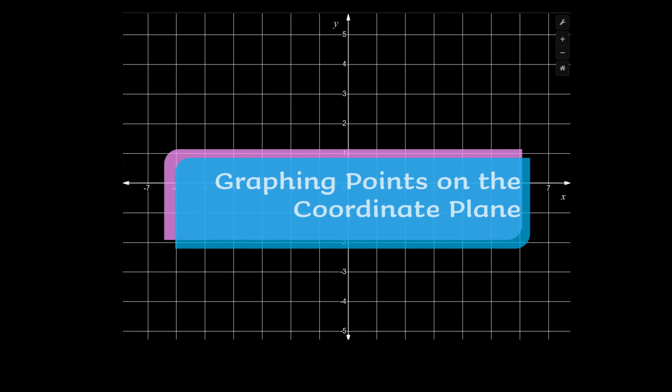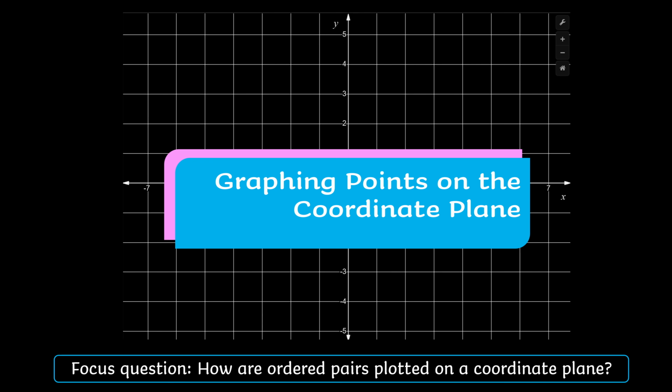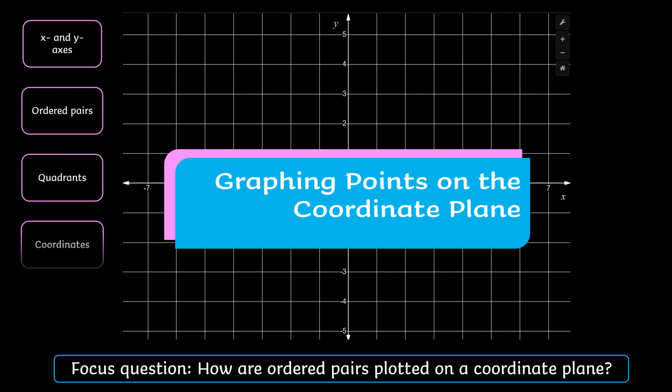In this video, we will learn to graph points on a coordinate plane. Our focus question is, how are ordered pairs plotted on a coordinate plane? Before watching this video, make sure you are familiar with the basic vocabulary of graphing and coordinate planes.